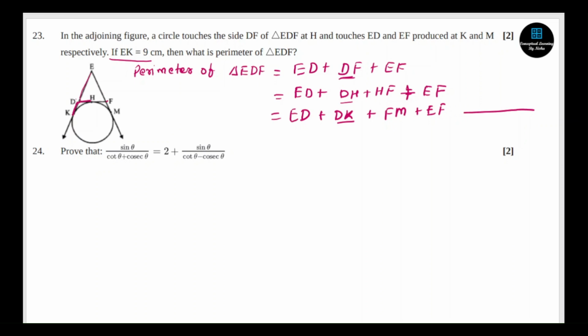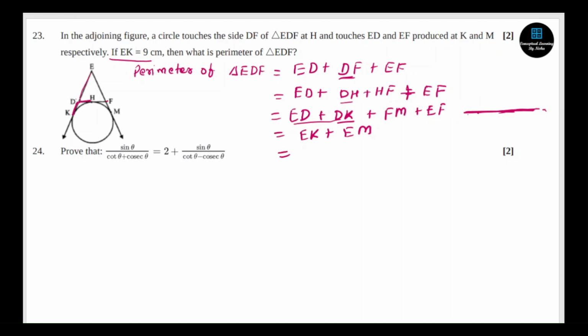Same as F is the external point of the circle, and HF and FM are two tangents which are equal. You have to write the reason. Okay, please write that reason. And now ED plus DK. If you see here, ED plus DK is EK, correct? So this is EK, and here this is what I'll get, EM. Now again E is the external point and EK and EM are tangents which are equal.